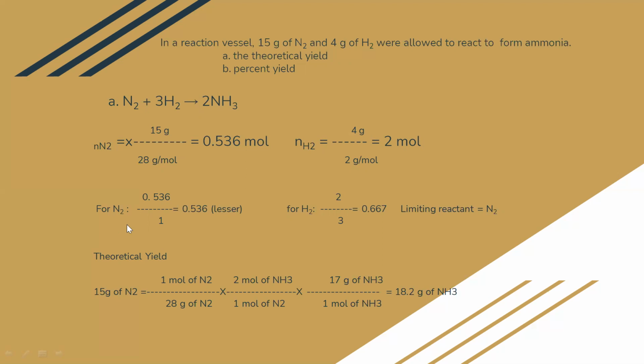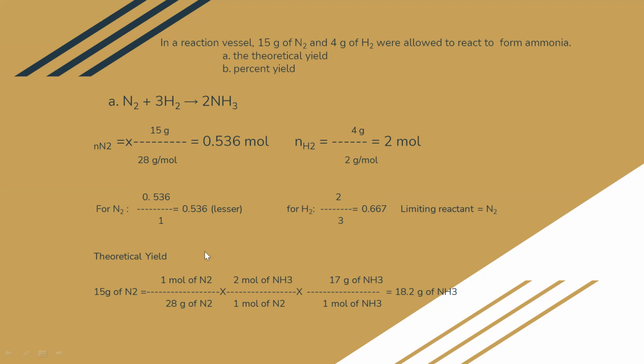Next, for nitrogen gas, what we're going to do is copy the number of moles, 0.536 mole over 1. This is for the coefficient. So 0.536 over 1, the answer is 0.536. This is lesser than the value for hydrogen gas, which is 2. 2 moles over 3, which is the coefficient. 2 over 3 is 0.67, so this is the larger value. Now the limiting reactant in the given problem is nitrogen gas, and the excess is hydrogen gas.